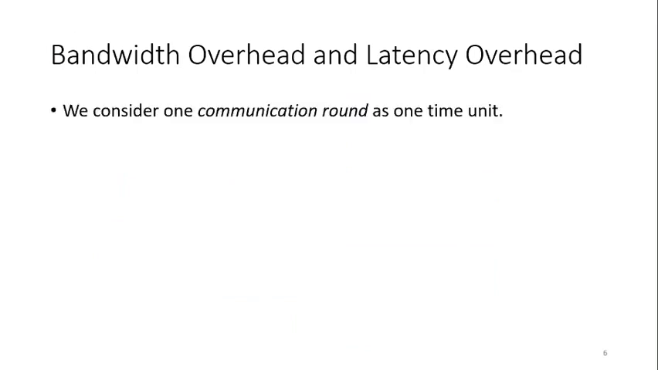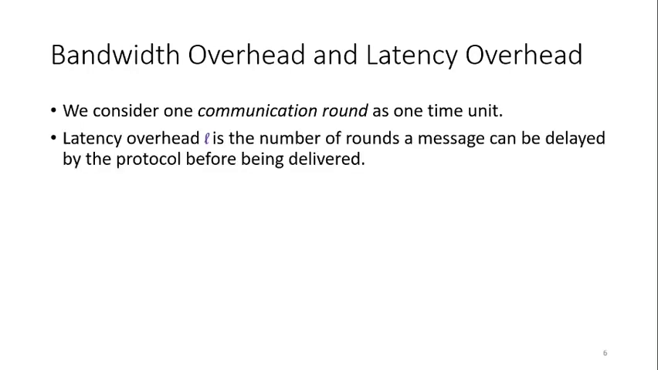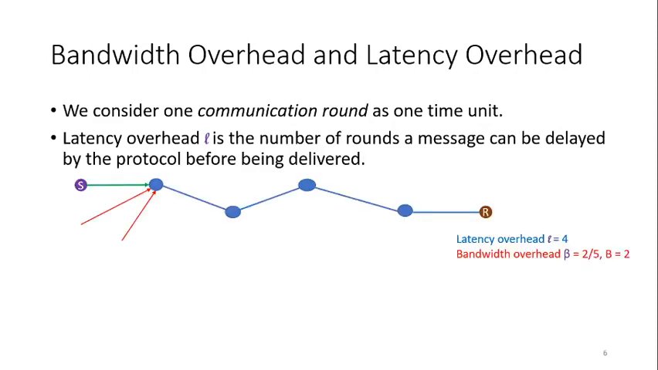We measure time in terms of communication rounds, and latency overhead L is the number of rounds a message can be delayed by the protocol before being delivered. For example, here S wants to send a message to R, and S sends the message through four routing nodes. So there are a total of 5 rounds and 4 additional rounds for the message to reach R. So the latency overhead L is 4.